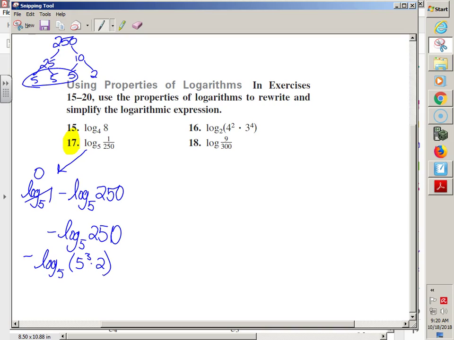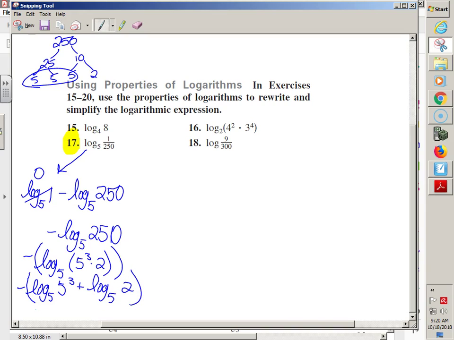Can't I use my property to expand and get rid of the 2? So I could go ahead and say, oh, that's negative log base 5 of 5 cubed. Oh, careful. This negative is for the whole logarithm, right? I'm about to put a plus, and that could get really dangerous if I don't put a parenthesis. If this negative is supposed to be for this whole expression, I need the negative to go to both pieces of my sum. Okay, log base 5.